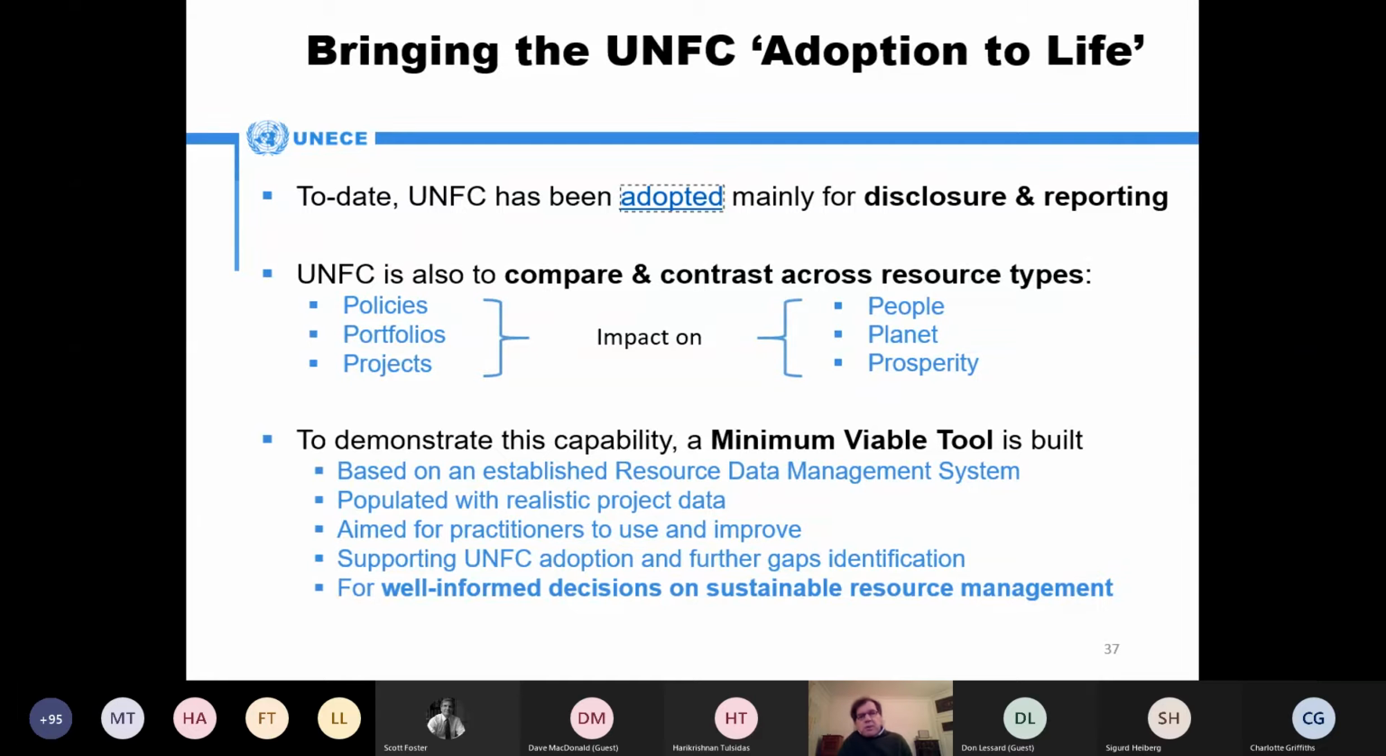And we want to demonstrate this. What we have done now is build a minimum viable tool to just show what this system can do. The tool that I will now share with you is based on an established resource management system. It's a data management system for the energy industry, and it was quite simple or straightforward, let's put it this way, to extend this to cater for the UNFC classification, but also to cater for the different volume types that we can look at, not only resource volumes, but also elements on the social impact and on the environmental impact.